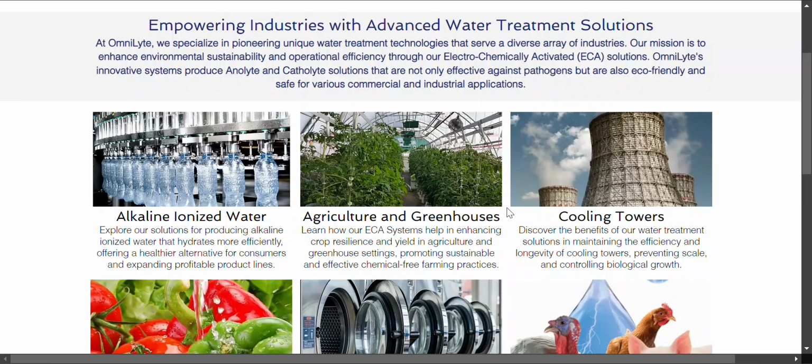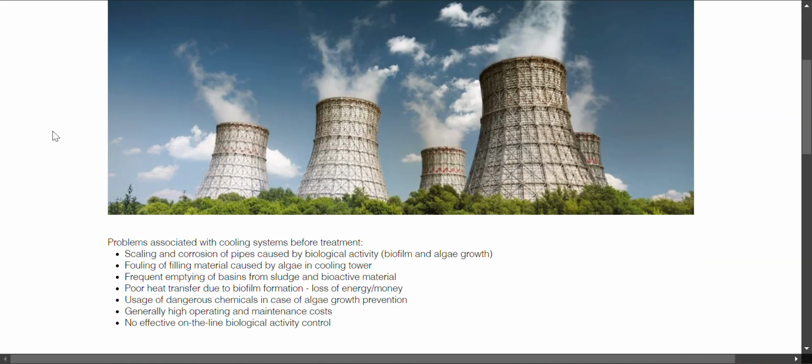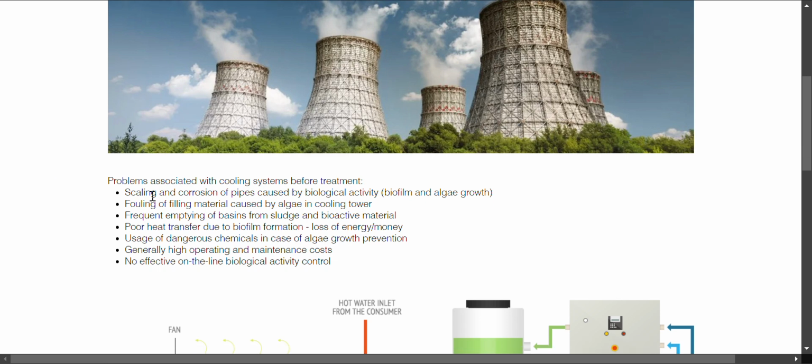If we go back here, cooling towers, anyone who deals with any type of large-scale production in cooling towers: scale and corrosion of pipes caused by biological activity from biofilm. Again, fouling of filling material caused by algae in the cooling water. This is a very common issue if you know anything about cooling towers. The filling material gets just clogged up with algae. Frequent emptying of basins from sludge and bioactive material.